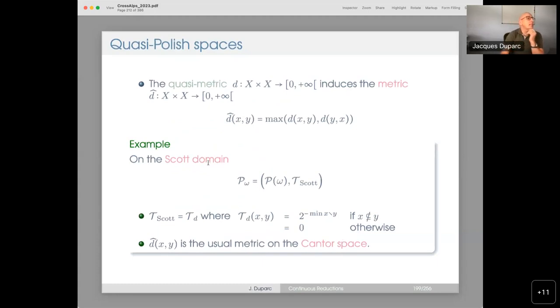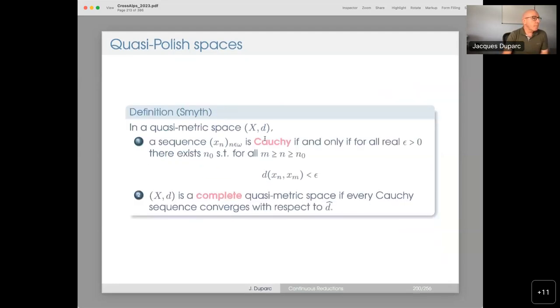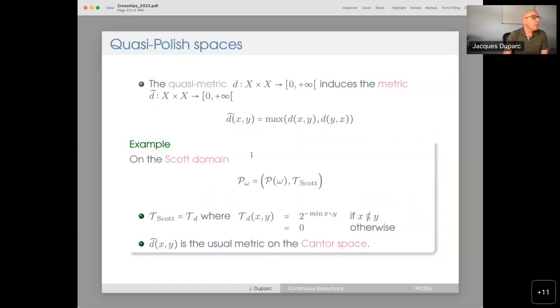Now, a quasi-metric D induces a metric, which I call D hat, defined this way. D hat, the distance between X and Y, is the maximum of the distance between X and Y and the distance between Y and X from the quasi-metric. So you recover the symmetry by doing this.